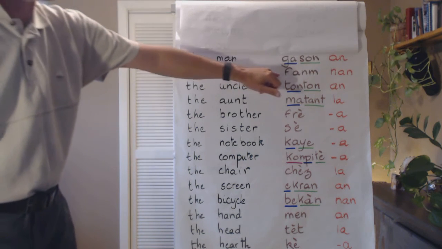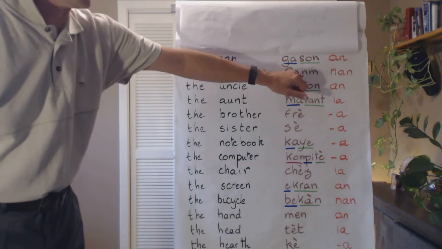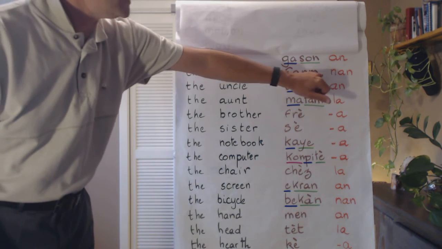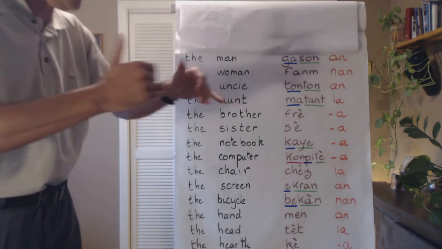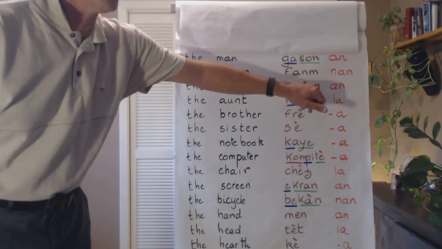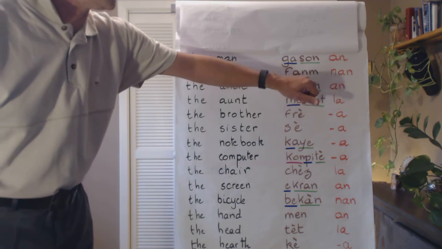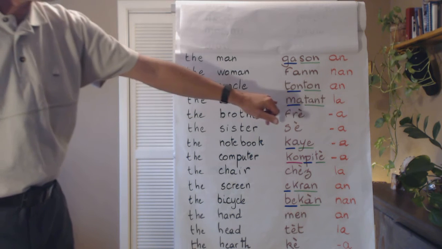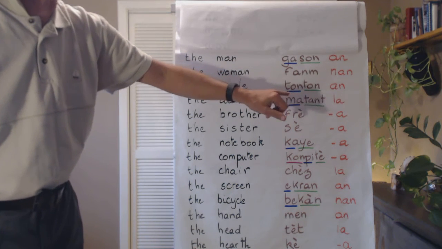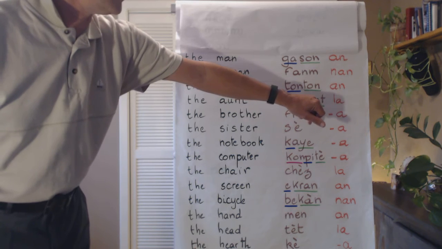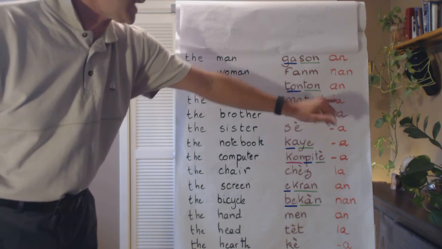The woman, femme, non. It ends with the M sound, femme, then it's non, femme non. The uncle, tonton, nasal sound, tonton en. The aunt, ma tante la, tante. It ends with a consonant, T. Therefore it's la, ma tante la.